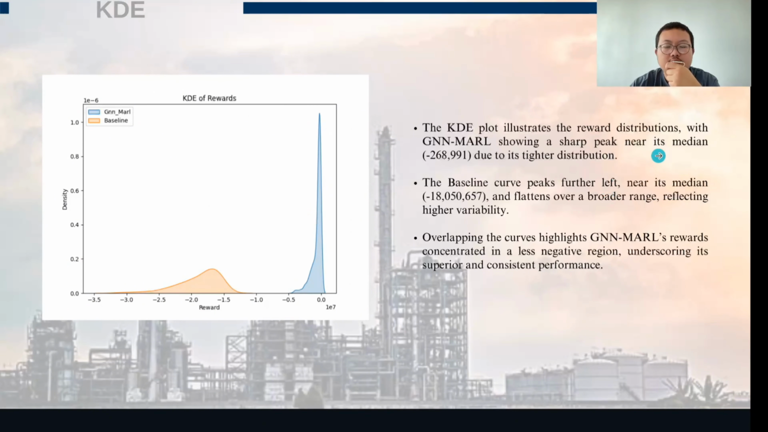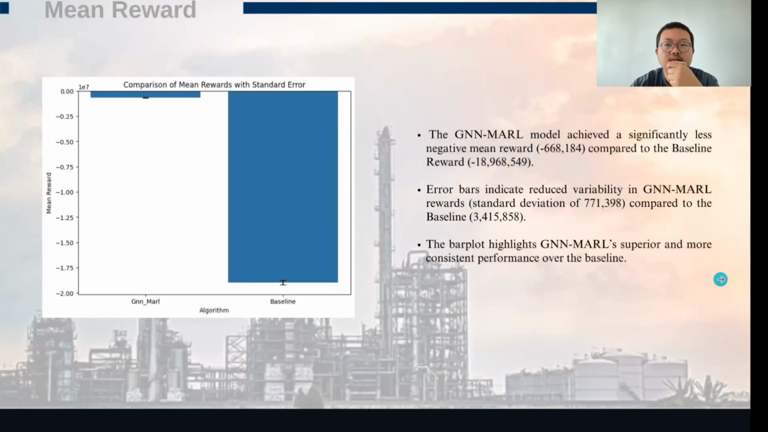This KDE plot illustrates the reward distributions, with GNN MARL showing a sharp peak near its median due to its tighter distribution, whereas the baseline curve peaks slightly left near its median and flattens over a broader range, reflecting higher variability. Overlapping the curves highlights GNN MARL's rewards concentrating in a less negative region, underscoring its superior and consistent performance.